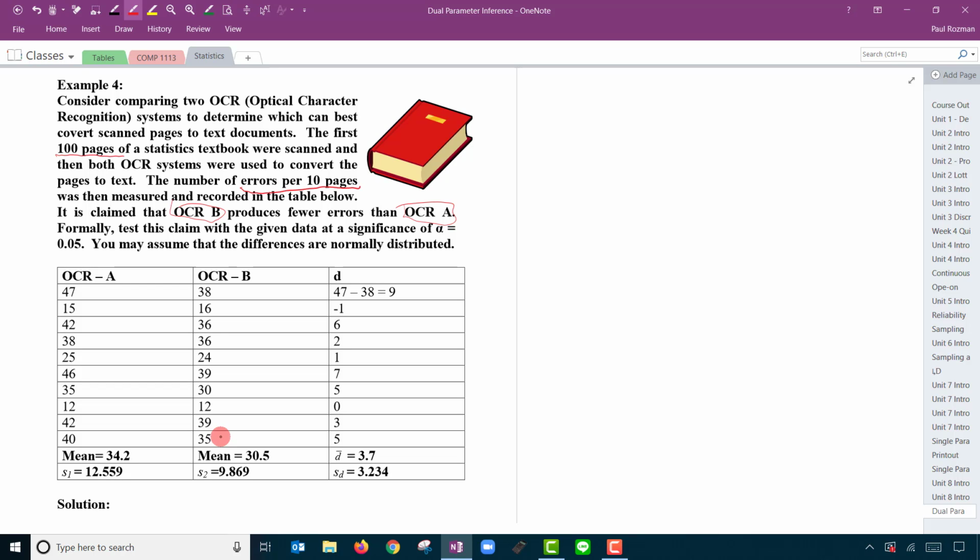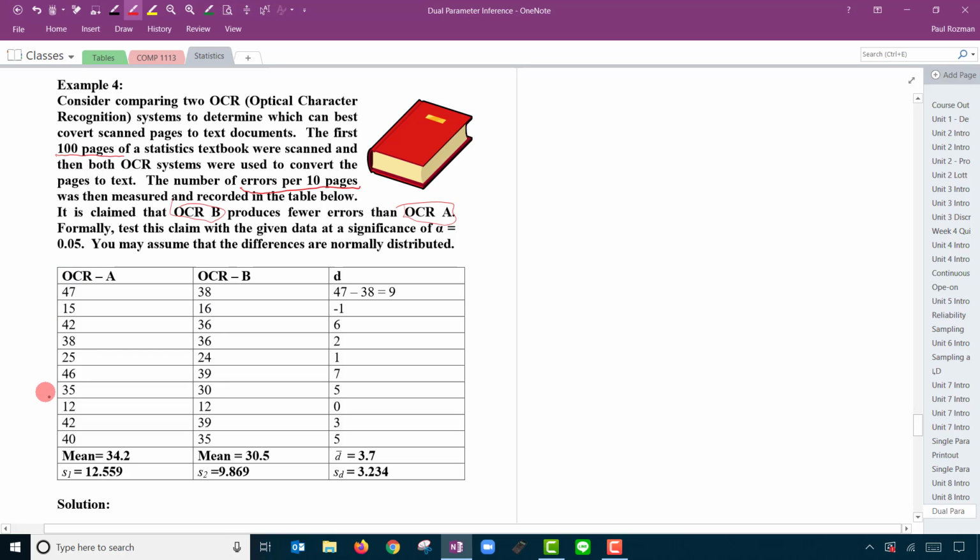This is a case where we have dependence because we're evaluating the same image using two different systems. So I have that first 10 pages scanned, and I evaluate it with A, and then I evaluate that same image with B. So the errors are dependent upon that. It's not like I used a stats book for A, and then I used a chemistry book for B. I used the same book, the same image to compare them both, and therefore we have this dependence.